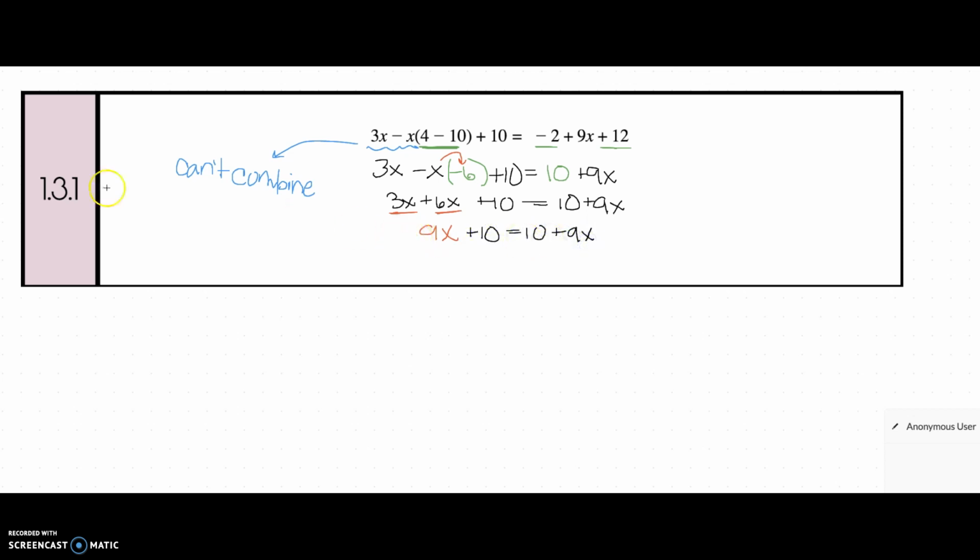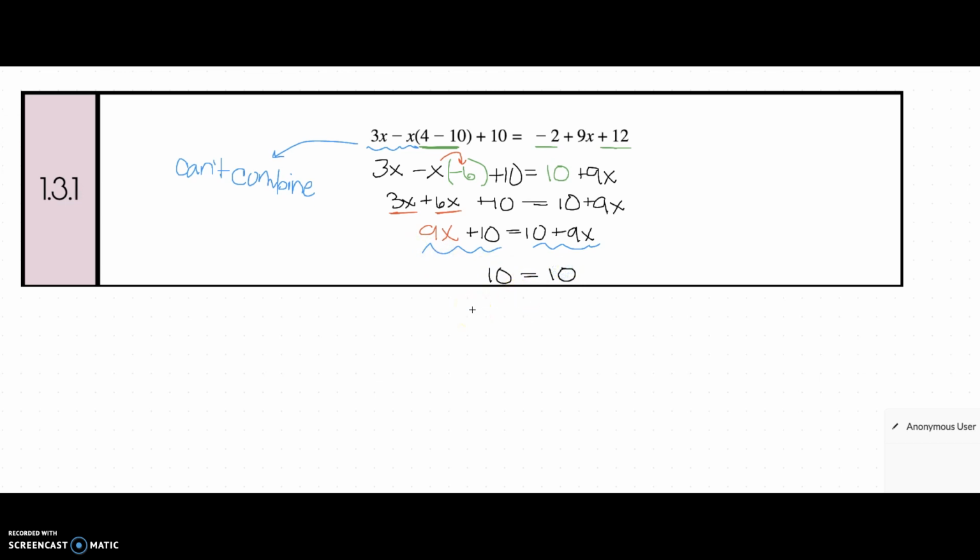And then I start to notice something funny. So if I look at both sides, I see that I have 9x plus 10 and 10 plus 9x. Well, those are exactly the same thing. If I went a step further and subtracted 9x from both sides, I would lose both my 9x's and I'd end up with 10 equals 10.